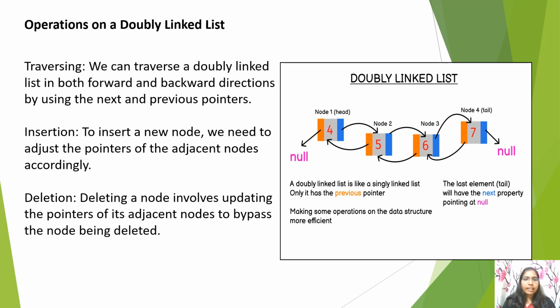Operations on a doubly linked list. Traversing. We can traverse a doubly linked list in both forward and backward directions by using the next and previous pointers. Insertion. To insert a new node, we need to adjust the pointers of the adjacent nodes accordingly. Deletion. Deleting a node involves updating the pointers of its adjacent nodes to bypass the node being deleted.